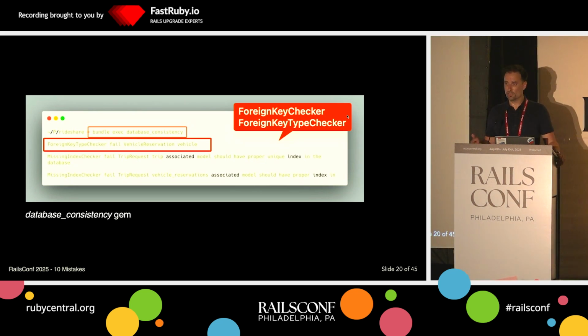It's got a lot of built-in checkers. It's a really nice tool. So in this case, it's checking that there's a foreign key constraint defined that matches an Active Record validation and that the foreign key and primary key data types are matching.